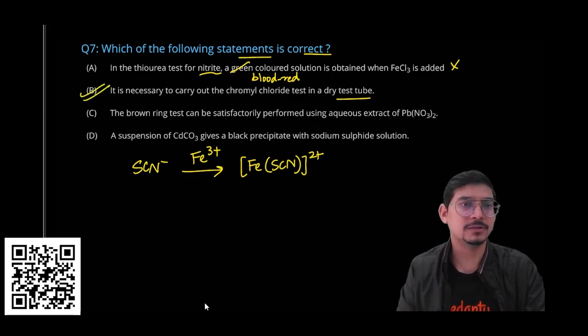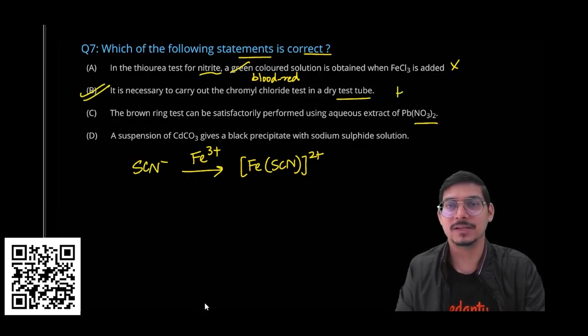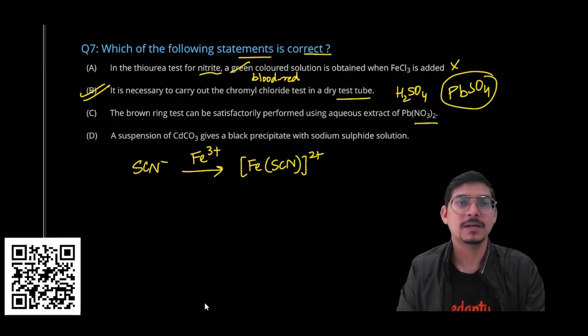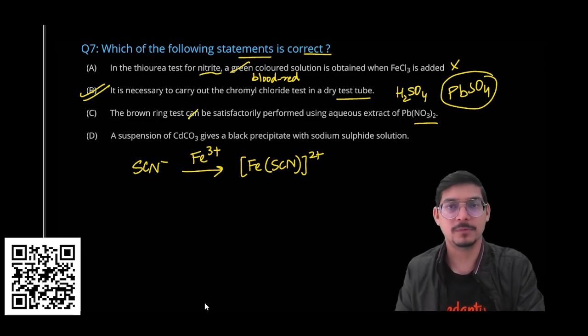But anyway, let us see the other 2 options as well. The brown ring test can be satisfactorily performed using aqueous extract of lead nitrate. In the brown ring test, we use sulfuric acid. If you are using lead nitrate to do the test for nitrate ion, lead ion will react with the sulfate ion from sulfuric acid and it will form a white precipitate of lead sulfate. So this appearance of white precipitate will cause interference with our observation of the brown ring.